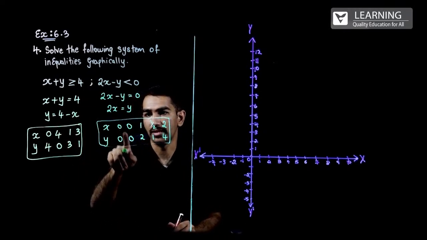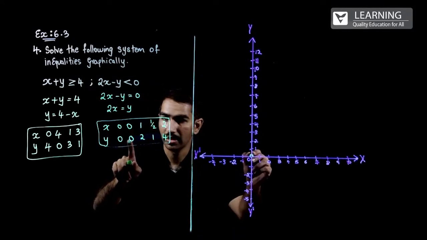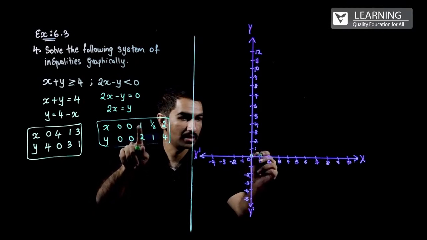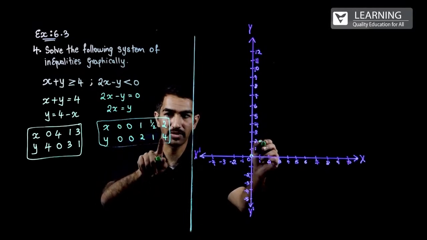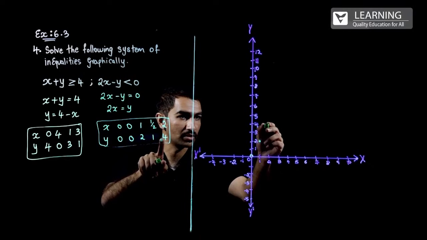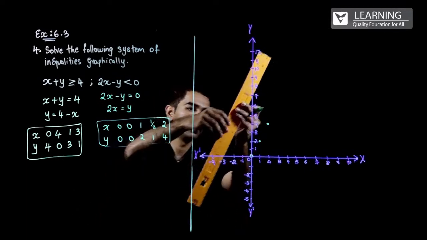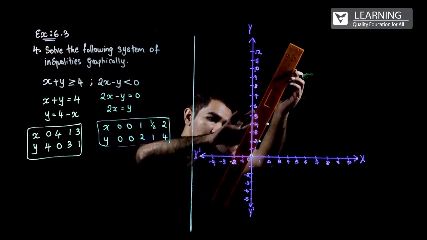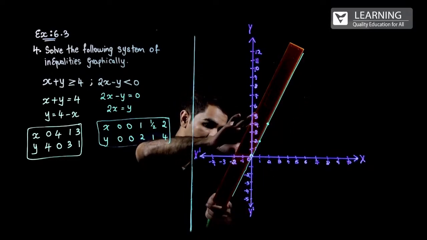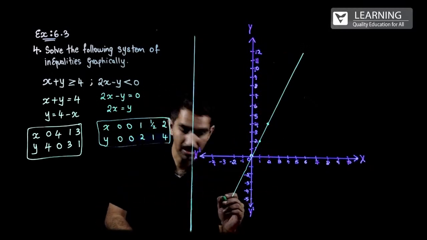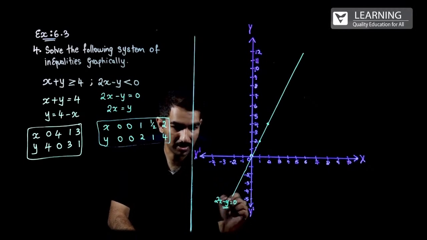First we'll plot this. 0, 0, right? So green color 0, 0. This is the point. Next point is 1, 2. X is 1, y is 2. So this will be the point. Next, x is 2, y is 4. So that point will come here. Now join these points with a scale. So you will be getting a line something like this. So what is this line? This line is nothing but 2x minus y equal to 0. This is the green line.